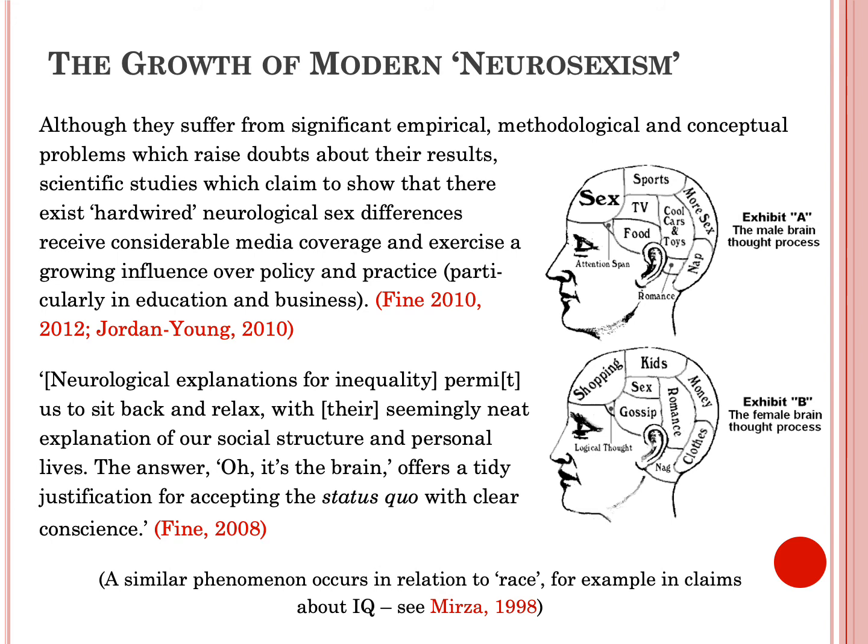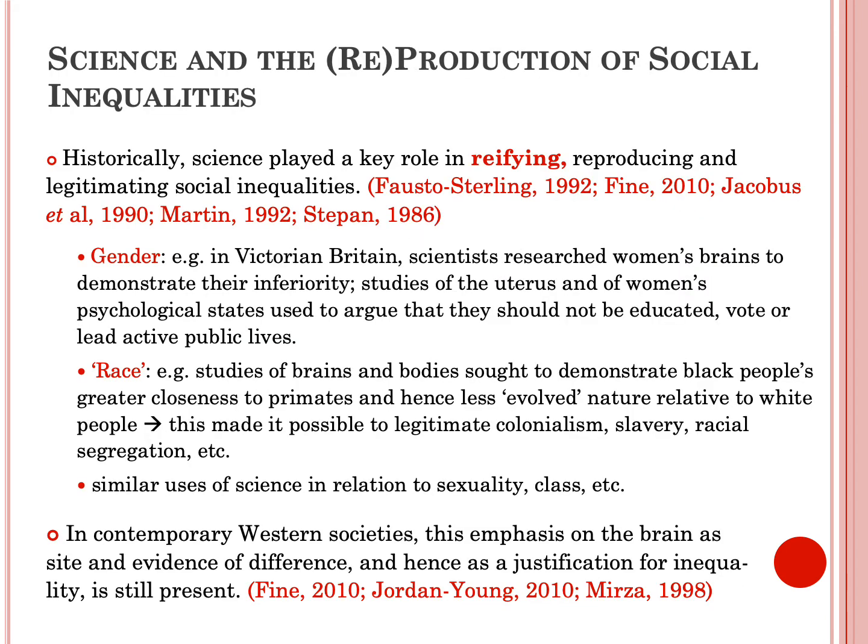We can see from numerous examples in history the role that science has played in reifying, reproducing and legitimating social inequalities. In Victorian Britain, for example, accounts of women's psychological states were used to argue that they shouldn't be educated, vote or lead active public lives.